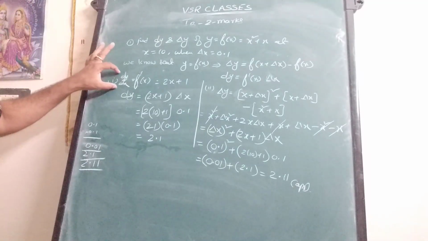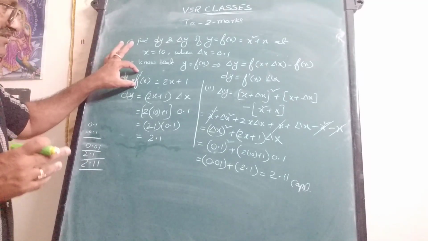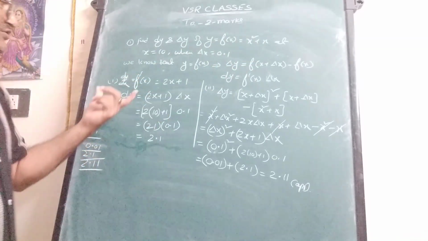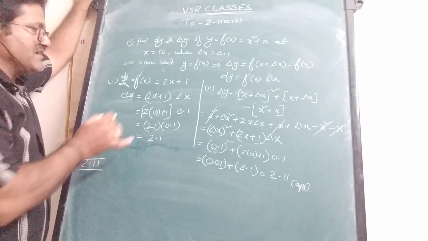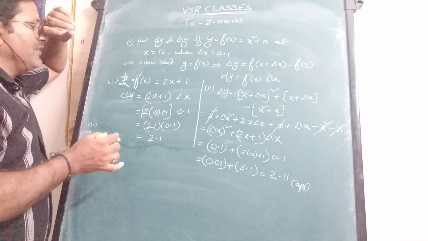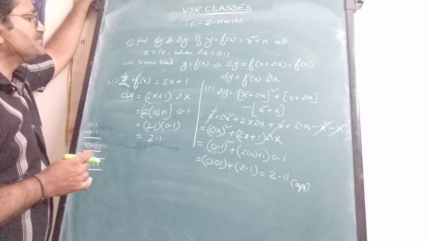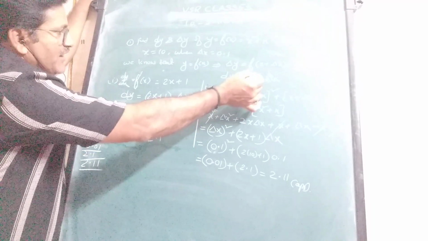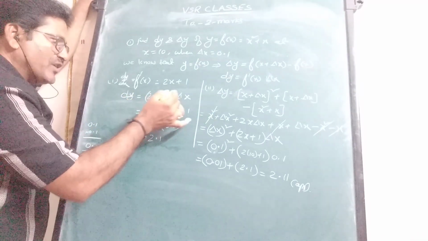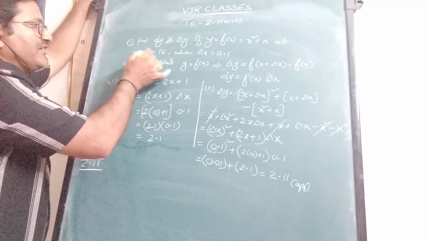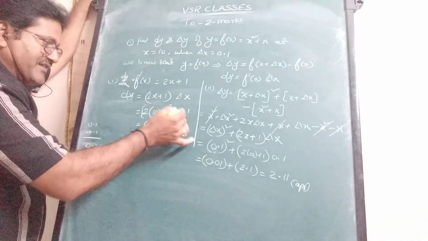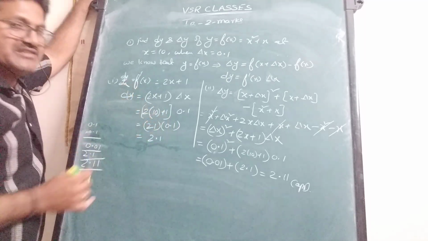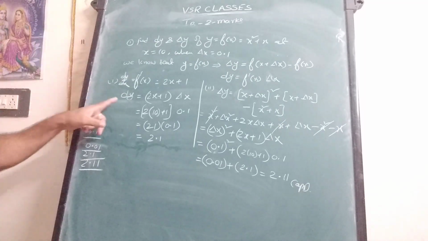So dy by dx is nothing but f dash of x, which is equal to the derivative of this. It will be x square, 2x. Derivative of x will be 1. So go for substitution. We have the formula dy is equal to f dash of x into delta x. So 2x plus 1 into delta x. 2 into 10, already we have been given the value, and the delta x value. 2 tens are 20, 20 plus 1, 21, into 0.1. So 2.1 is the value for this, which is the dy value.